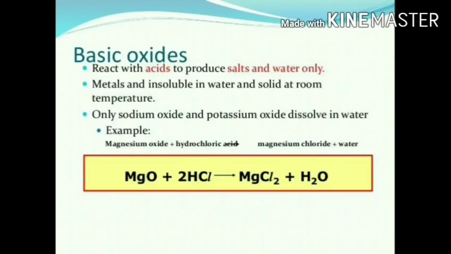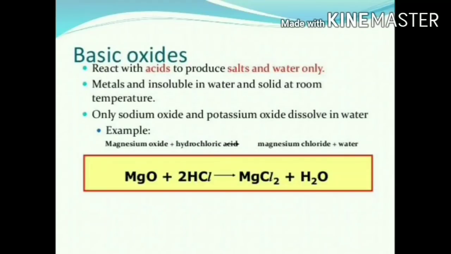Let us now see what basic oxides are. Basic oxides react with acids to form salt and water. They are metal oxides which are insoluble in water and they are solid at room temperature. Only sodium oxide and potassium oxide dissolve in water. We will learn this again with metals and non-metals, when we learn in detail about the top reactive metals and what happens when they dissolve in water.